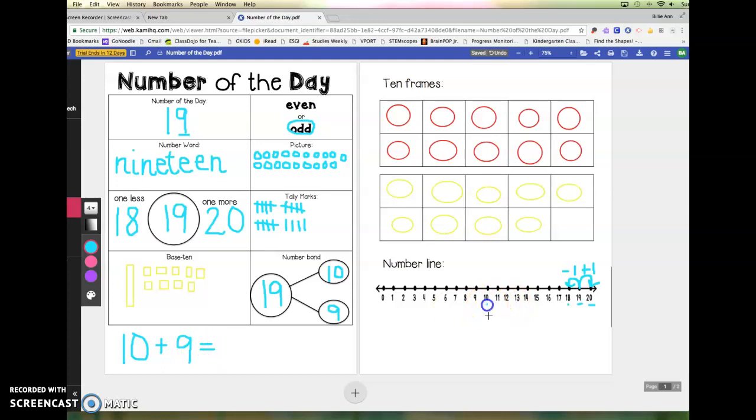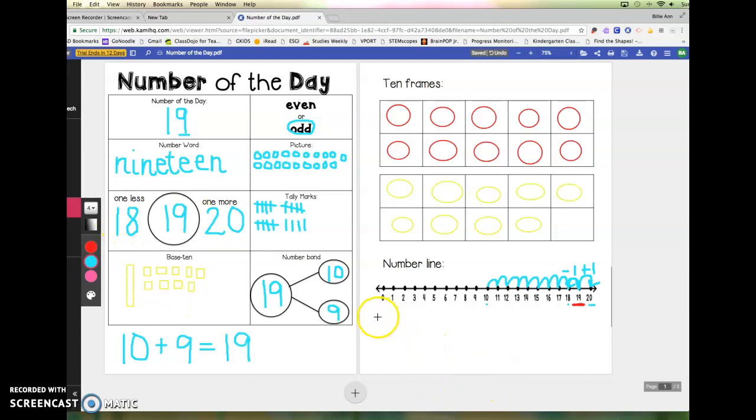If I started at 10 and I hopped 9 more, 1, 2, 3, 4, 5, 6, 7, 8, 9, then where would I stop? I would stop at 19, wouldn't I? I could also use my 10 frames. I have 10, they have 9, and so how many do I have all together? We have 19.